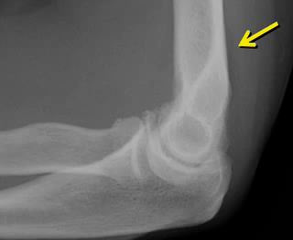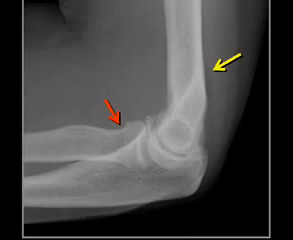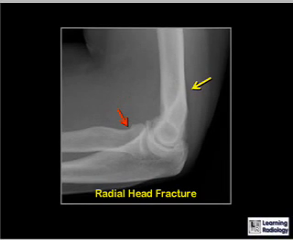Well, there is a very subtle positive posterior fat pad sign, and there is also a subtle discontinuity in the cortex where the radial neck meets the radial head. This is a fracture of the radial head.